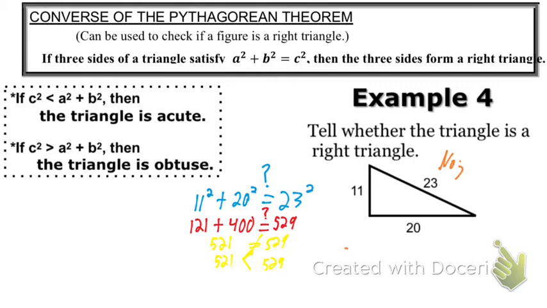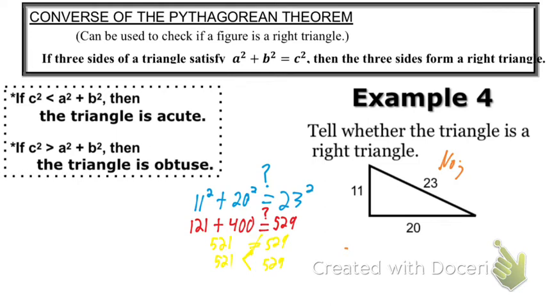So which square is going to be bigger, 10 squared or 9 squared? 10 squared. Why? Because 10 is bigger than 9. Which square is going to be bigger, 30 squared or 20 squared? 30 squared, because 30 is bigger than 20.